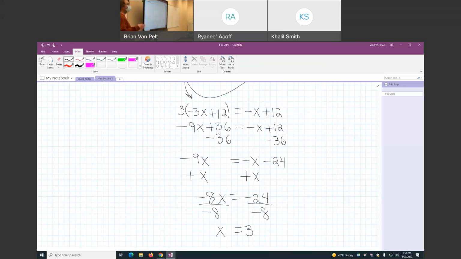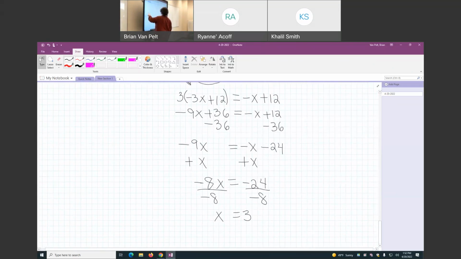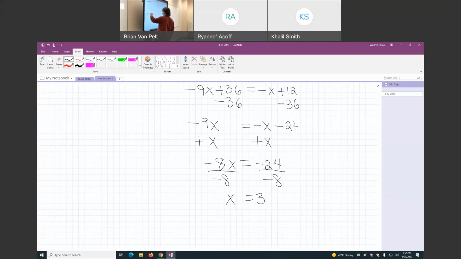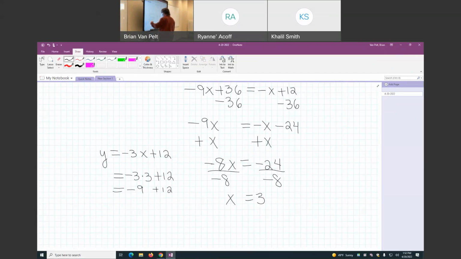I told you because of the symmetric nature of the problem, y is also going to end up being equal to 3. I'll show you. We solve for y over. So then I would put it in for x, and end up with -9 as well.